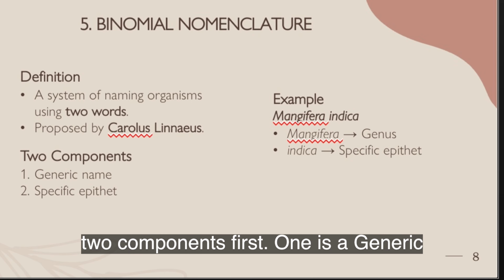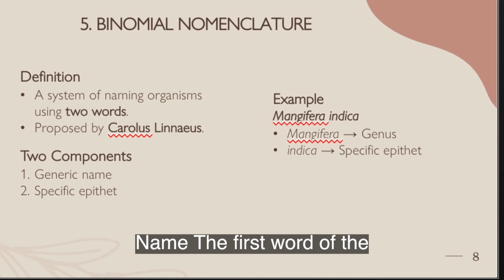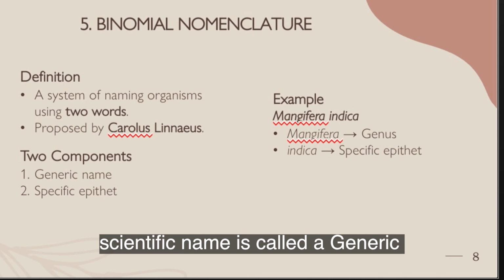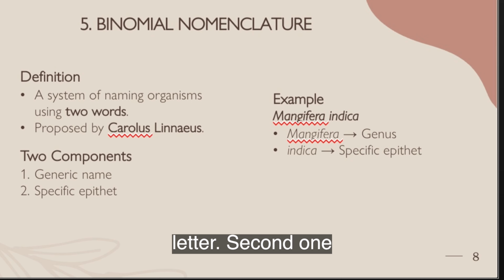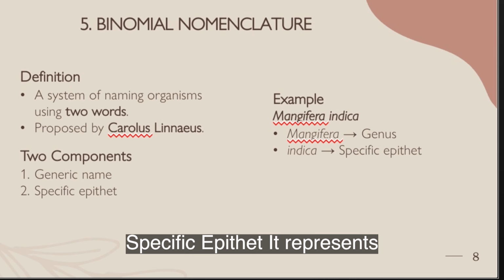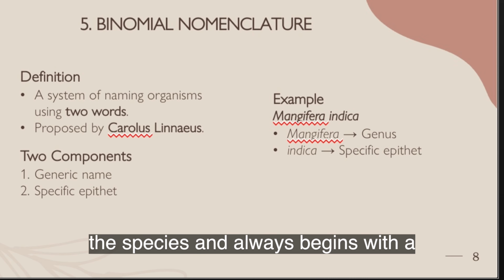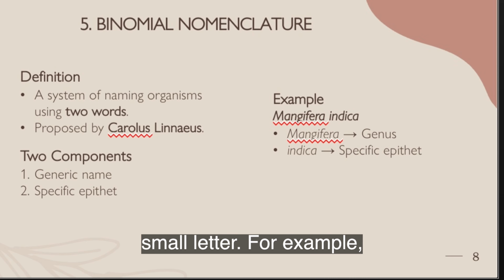First one is the generic name. The first word of the scientific name is called the generic name. It represents the genus and always begins with a capital letter. Second one, specific epithet. The second word is called the specific epithet. It represents the species and always begins with a small letter.